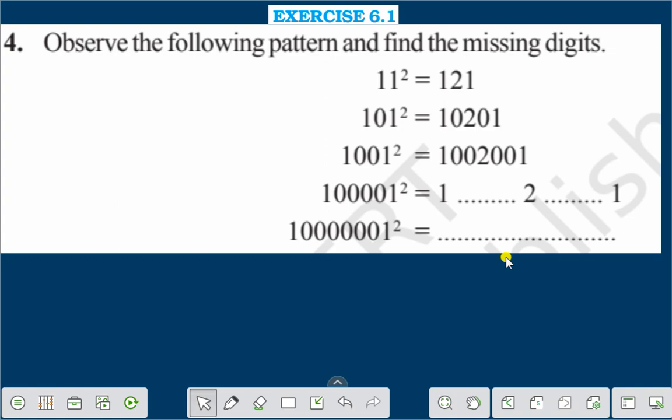Hello everyone, today we will discuss exercise 6.1 question number 4. Observe the following pattern and find the missing digits.